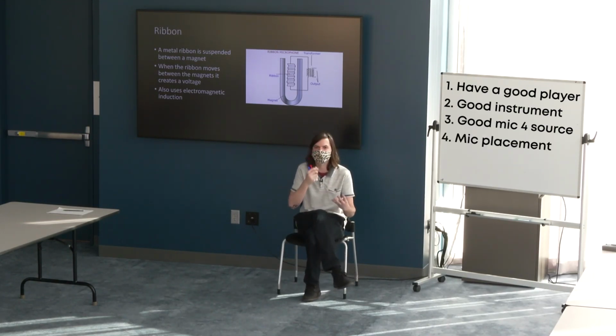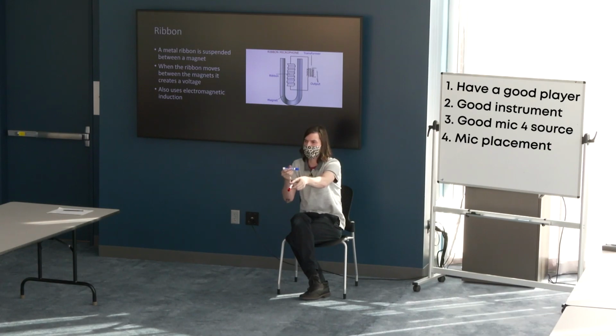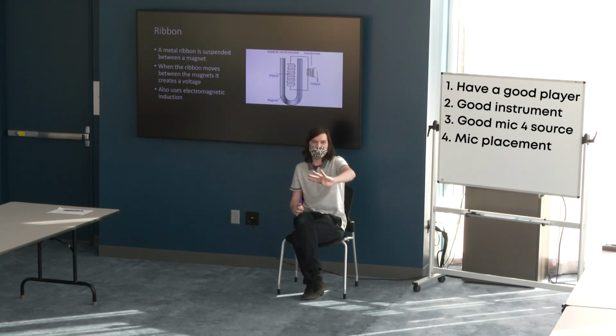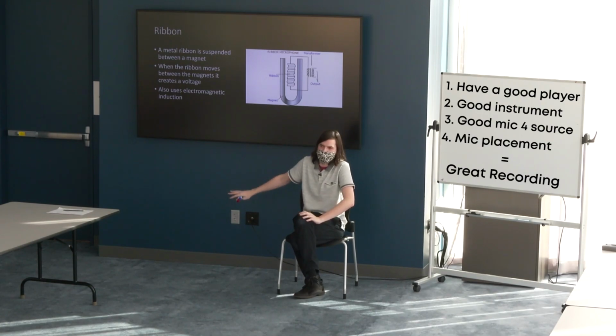And then the last thing is mic placement. If this marker is my instrument and this is the front of my microphone, if I face it that way, it's probably going to sound a lot worse than if I face it that way. So: placement of the microphone, the type of microphone, and the player and instrument. If you can nail those 4 things down, you're going to have a great recording. That's the secret sauce.